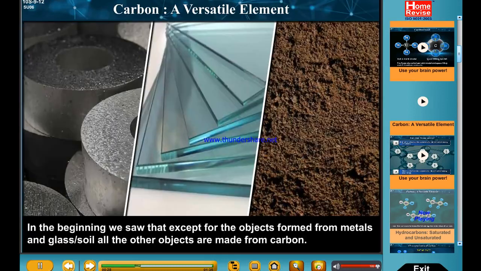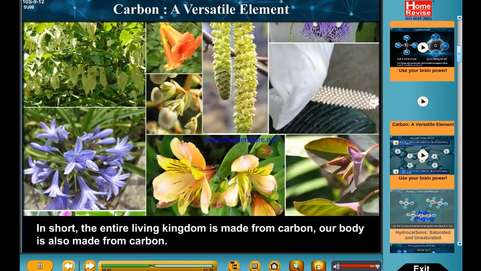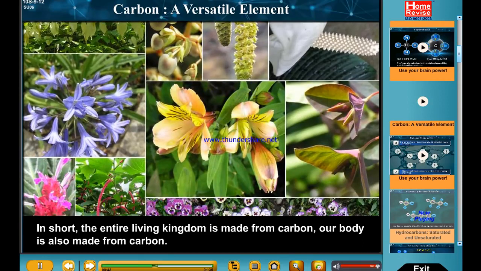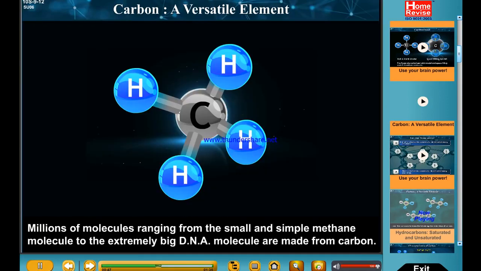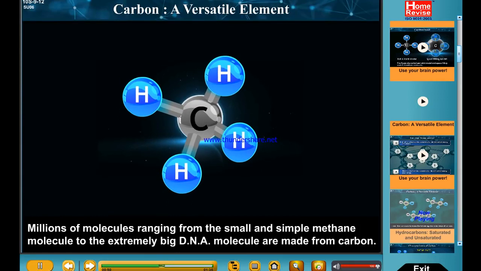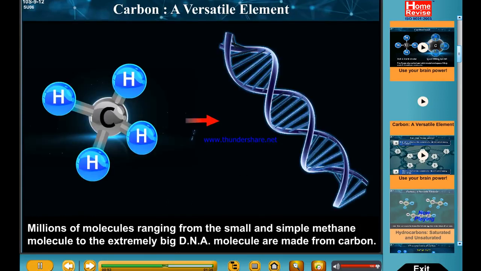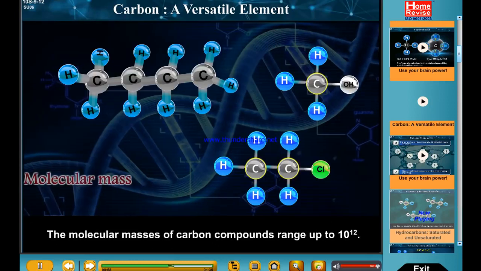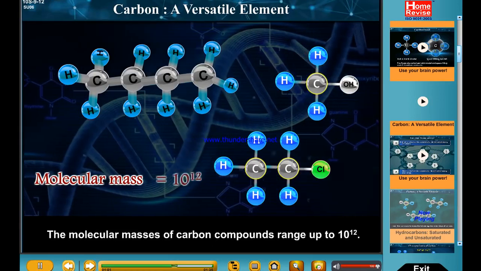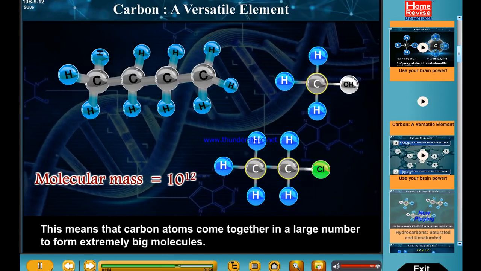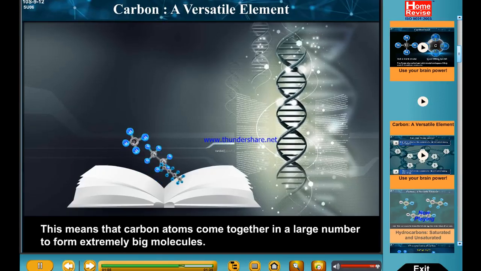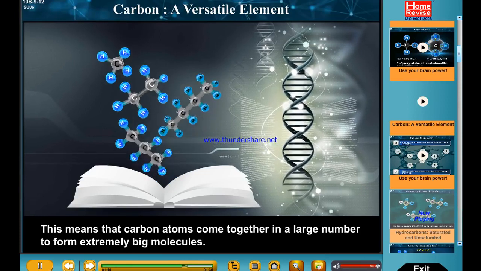In the beginning, we saw that except for the objects formed from metals and glass or soil, all the other objects are made from carbon. In short, the entire living kingdom is made from carbon. Our body is also made from carbon. Millions of molecules ranging from the small and simple methane molecule to the extremely big DNA molecule are made from carbon. The molecular masses of carbon compounds range up to 10 raised to 12. This means that carbon atoms come together in a large number to form extremely big molecules.